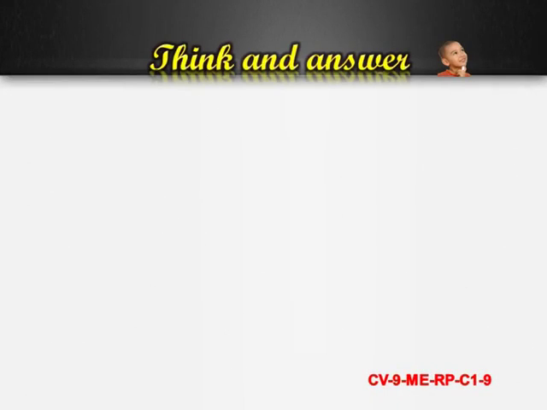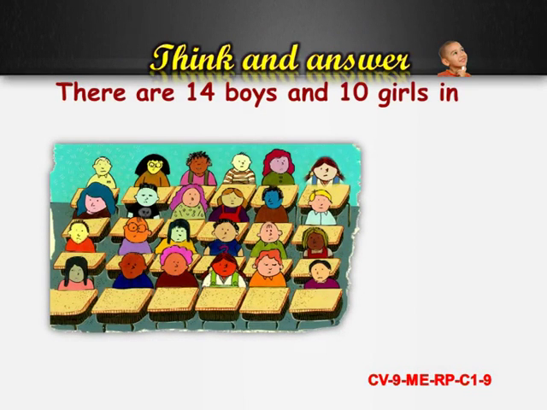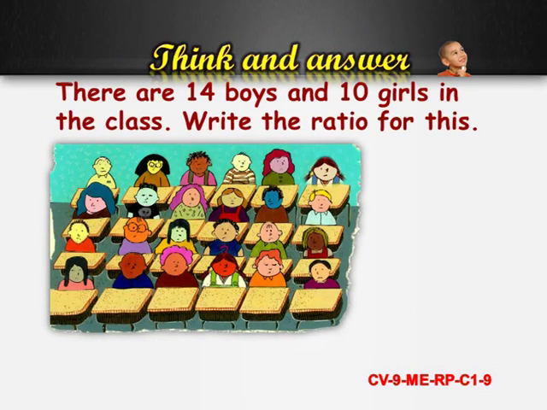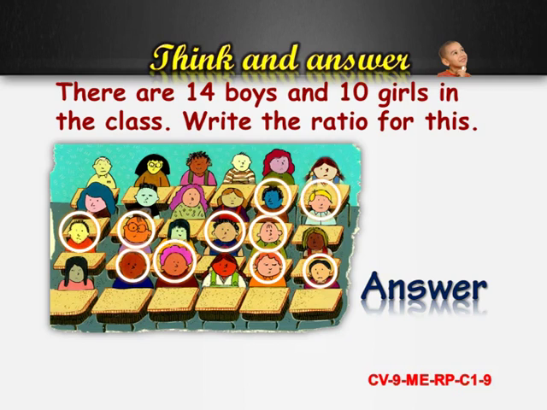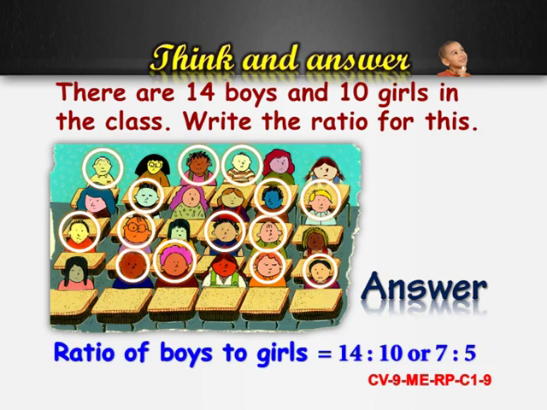Think and answer. There are 14 boys and 10 girls in this class. Write the ratio for this. Have you done it? Here is the correct answer. Ratio of boys to girls is equal to 14 is to 10 or 7 is to 5.